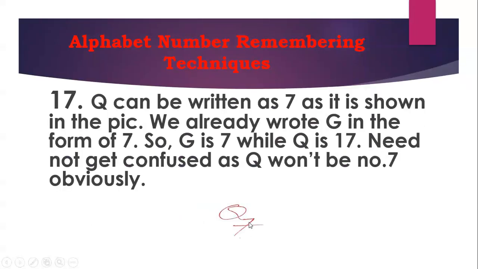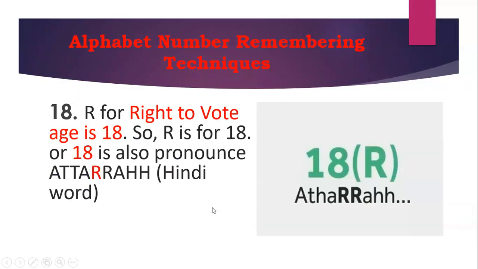Then Q. It can also be written as a Q7. So it is 17. Don't confuse G7 and Q7. Q is never 7. It is 17. Q means 17. Then R.